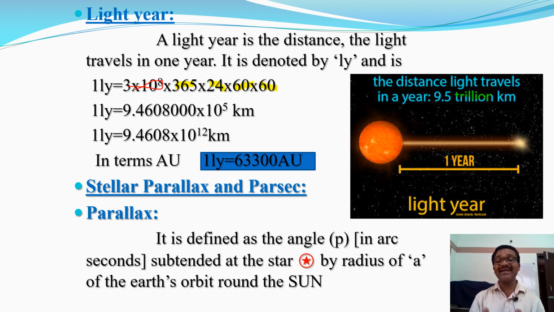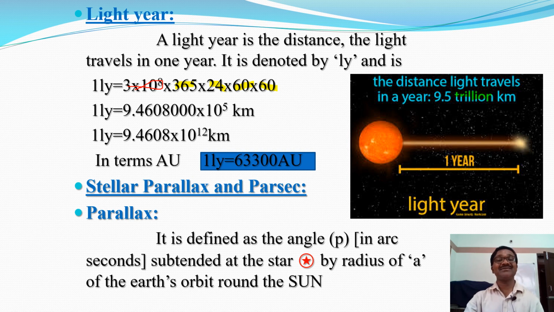When we convert the light year into astronomical units, it is almost about 63,300 astronomical units. One astronomical unit is 1.496 into 10 raised to 11 meter. One light year is about 63,000 times more than the astronomical unit. This is the light year. Another unit we use to measure the stellar distance.